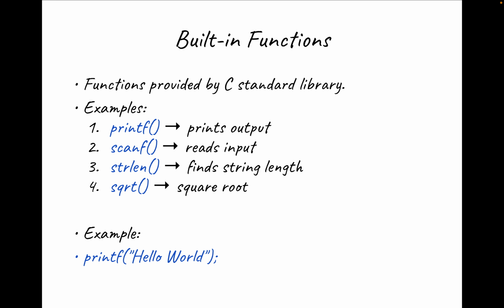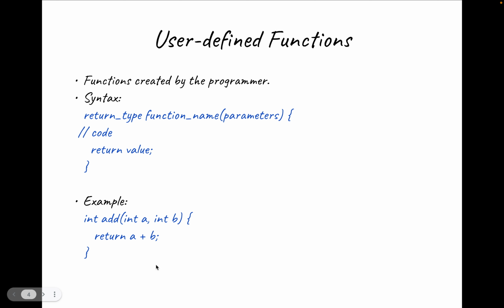Built-in functions are functions provided by the C standard library, like printf, scanf, strlen, and sqrt. printf is used to print output, scanf is used to read input, the strlen function is used to find string length, and sqrt is used to find square root. Example: printf hello world is used to print hello world on the screen.